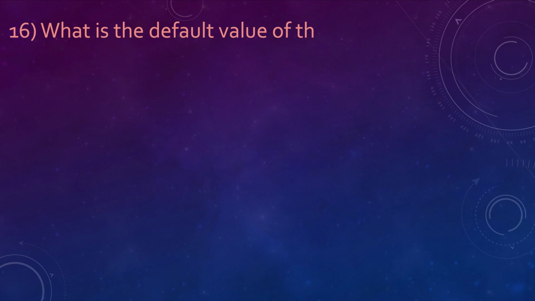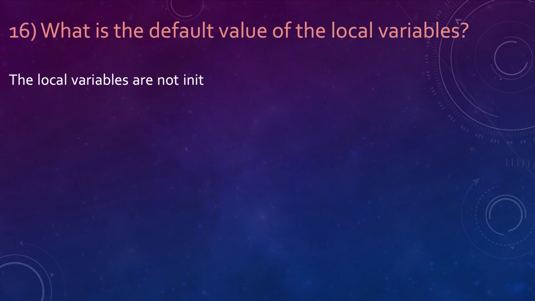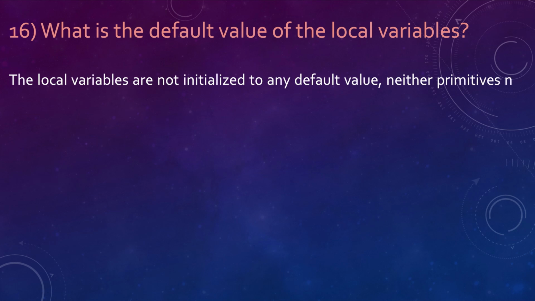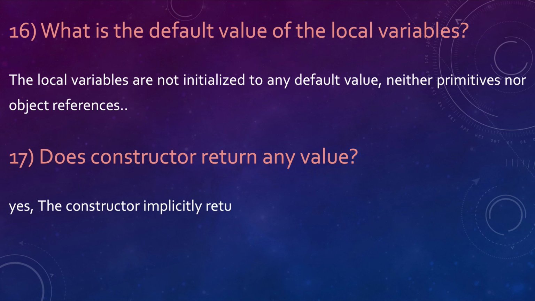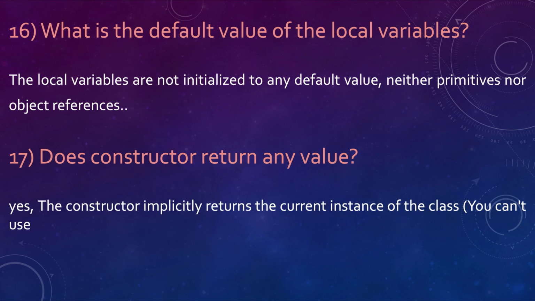What is the default value of the local variables? The local variables are not initialized to any default value, neither primitives nor object references. Does constructor return any value? As the constructor implicitly returns the current instance of the class, you cannot use an explicit return type with the constructor.